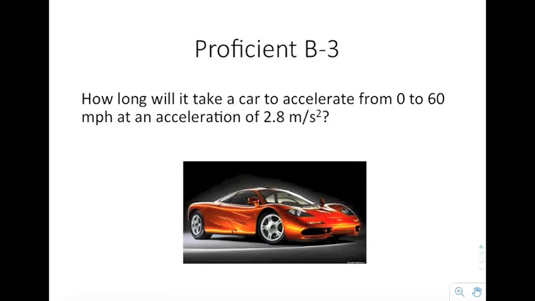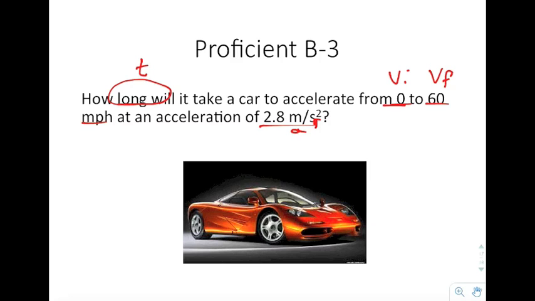This next one says, how long will it take a car to accelerate from 0 to 60 miles per hour at an acceleration of 2.8 meters per second squared? So in this case, I'm trying to solve for how long. That's going to indicate a time. I know that from 0, that tells me what my initial velocity is, and then 60 miles per hour lets me know I'm going to have to convert, but it's a final velocity. And then also I have an acceleration right there because it's in meters per second squared.